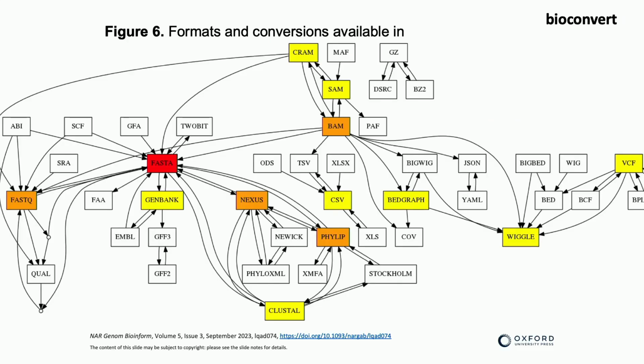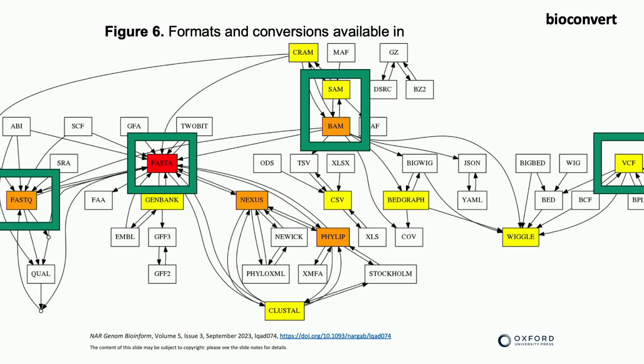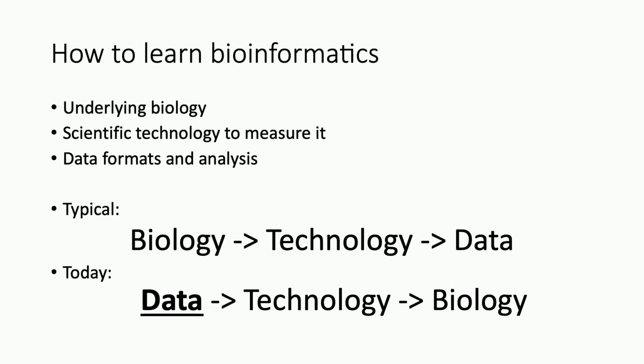This is bioconvert, which lets you convert between formats, and the coloured nodes are the ones that most things can convert to, so they're kind of the more basic file formats, and I'll talk about a few of them today that are highlighted there. Typically when you go to learn bioinformatics, you'll learn the biology and the technology to measure it, and then look at the data formats. But this is a Python conference, and we're all data people, so we're just going to look at the data and work backwards from there.